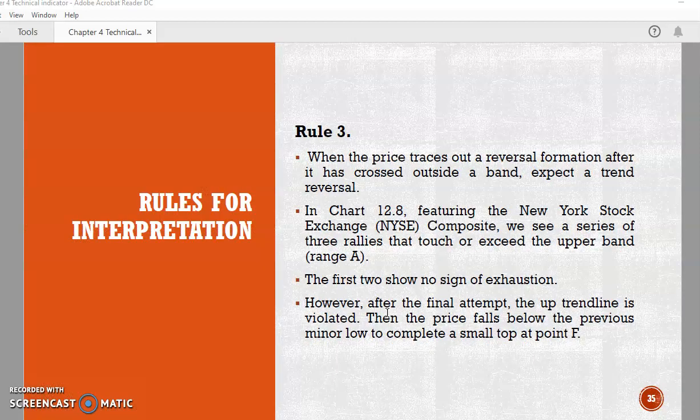Okay. Rule number 3, when the price traces out a reversal formation after it has crossed outside a band, expect a trend reversal. In the next chart, we see a series of 3 rallies that touch or exit the upper band. Then, finally, on the final attempt, the uptrend is violated. Then the price falls below the previous minor low to complete a small top at point F.